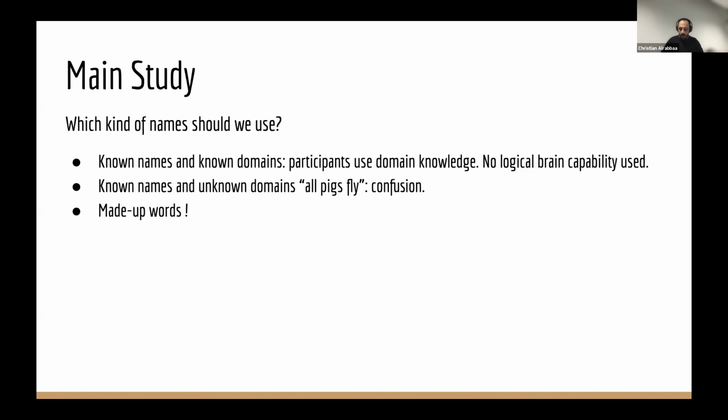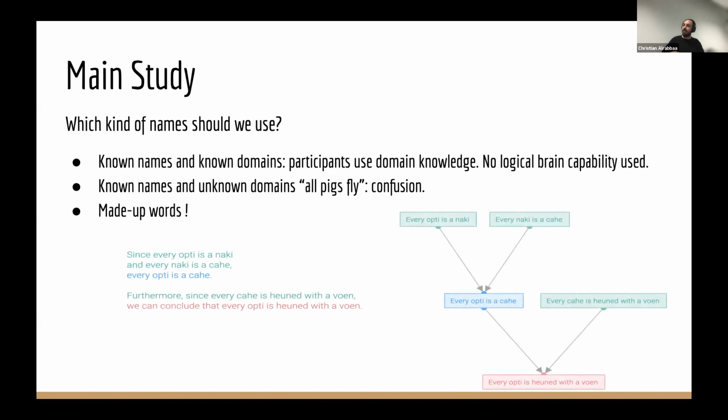So what we ended up with is going with made up names. With this, we eliminate the use of any prior knowledge. Participants need to actually read the proofs and understand them. At the same time, we will not make their prior knowledge conflict with the setting presented in the proof and then make things harder. So what we end up talking about is things like opties and chias and things that are horned with ferns, just made up words.